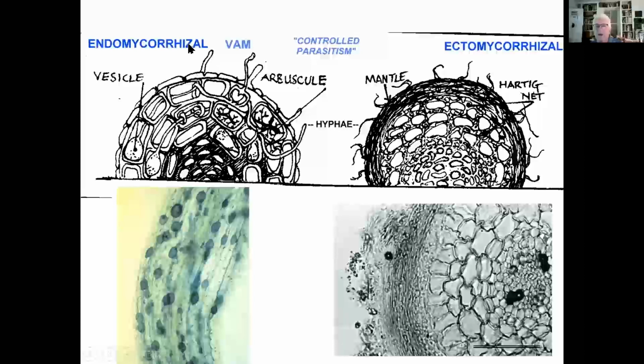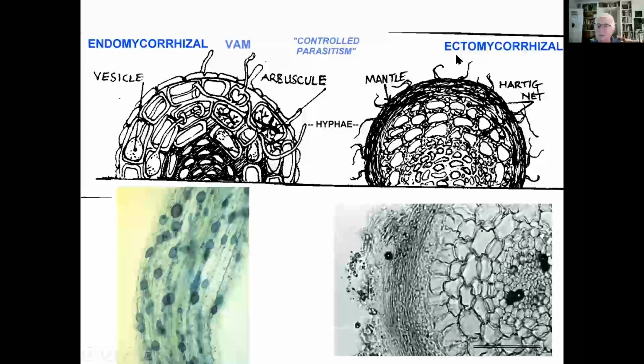Now, the endomycorrhizal fungi are often called VAM or VA mycorrhizal. V for vesicle, a vesicle is like a sac. A for arbuscule, like a little tree, like an arbor. So the endomycorrhizal fungi's hyphae actually penetrate inside the cells of the root. Here you see them inside the cells of the root, where they are going to exchange nutrient material with that tree or shrub or grass.